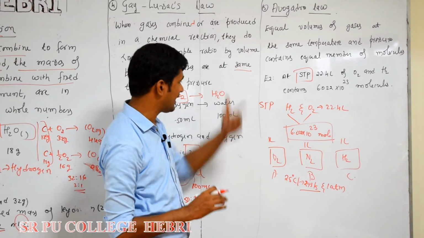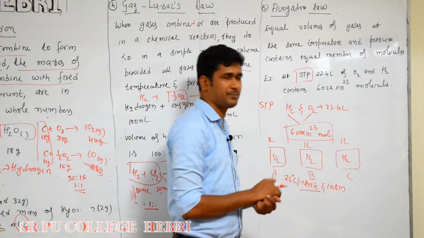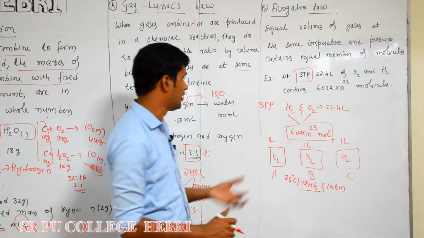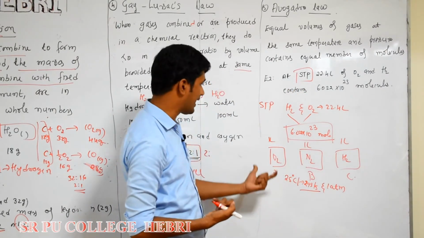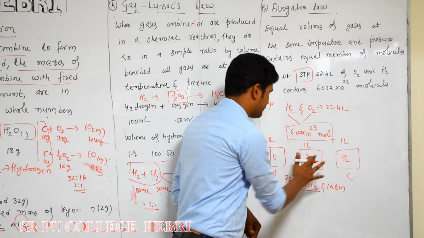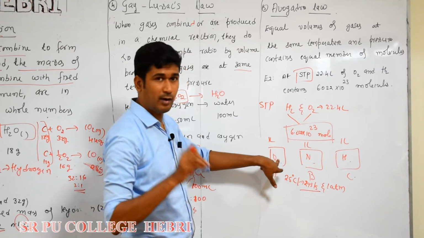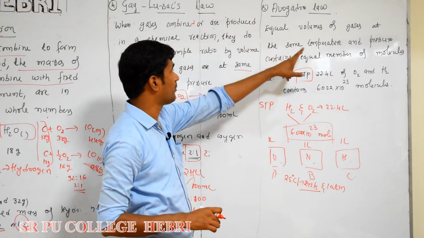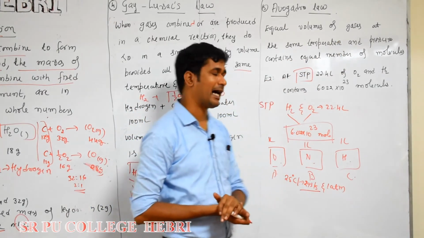Okay, during that time, Avogadro was not knowing about the concept of molecules, atoms and all. So this is a diatomic molecule. If I take an atom like this, now instead of molecules we have to write atoms. So equal volume of all gases at same temperature and pressure contains equal number of atoms.